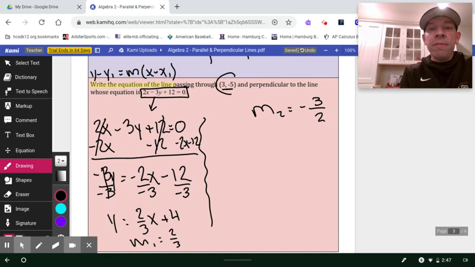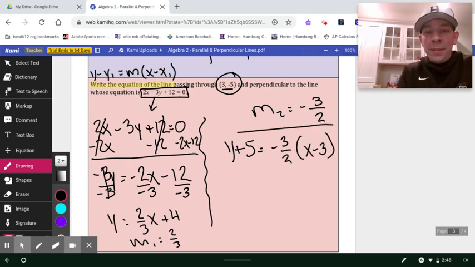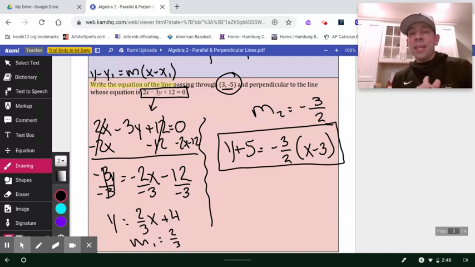And then just take advantage of that point they gave you. So I'm thinking y plus 5 equals negative 3/2 quantity x minus 3. And I'll tell you what, I'm really not interested in solving for y if I don't have to in this case, because distributing that fraction and such is probably not the most inviting thing.